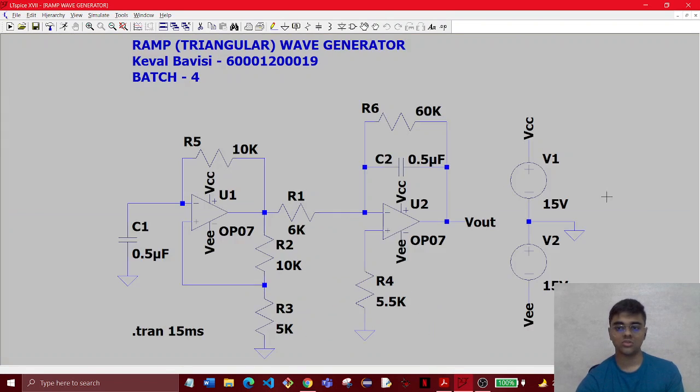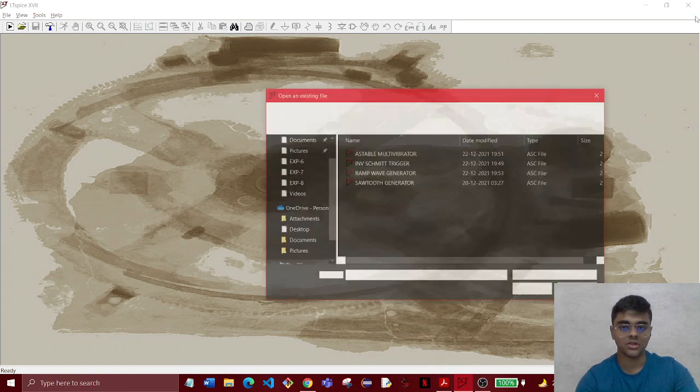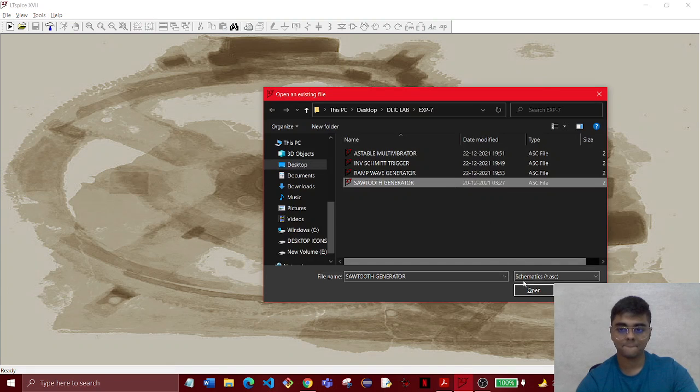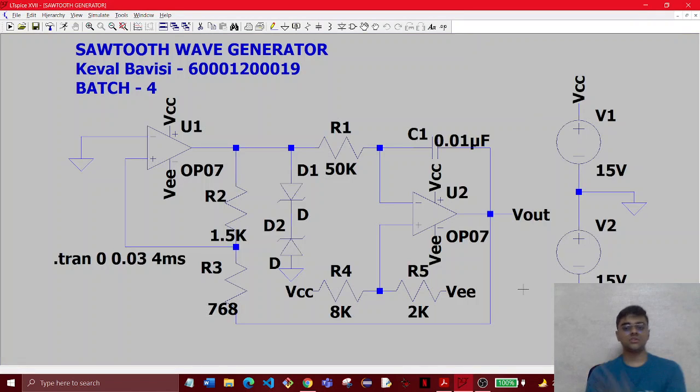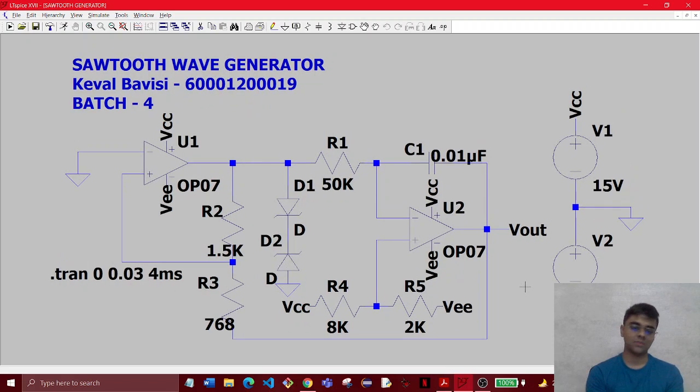So moving on to the sawtooth waveform generator. Let me open the schematic. Yeah, so this is the schematic for the sawtooth waveform generator. First is an astable multivibrator, then two Zener diodes that we have connected over here, and then the second one is an op amp which we have used to get the final output at the terminal of V out.